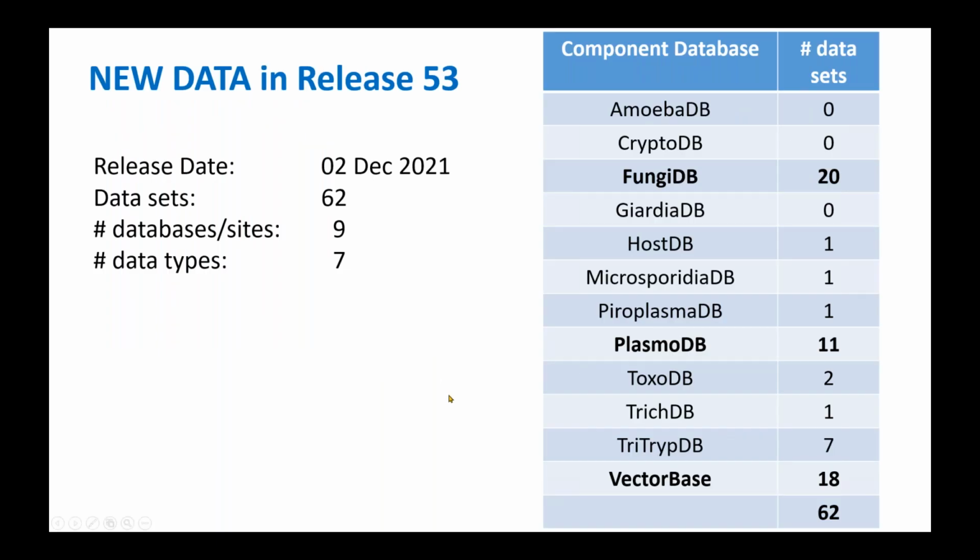Release 55 was released on the 2nd of December. It included 62 data sets, and those were integrated into 9 of our projects, and they included 7 different data types. We could see FungiDB received 20 data sets, and several other databases received 1 data set each, and VectorBase and PlasmoDB also received quite a bit of data, totaling about 62 data sets.